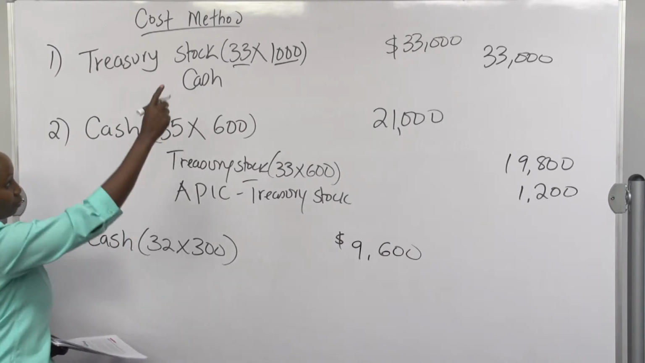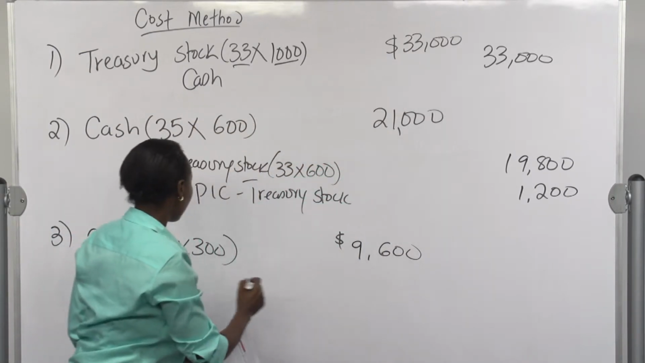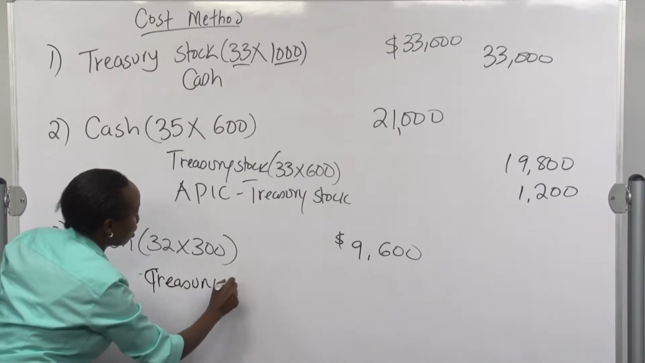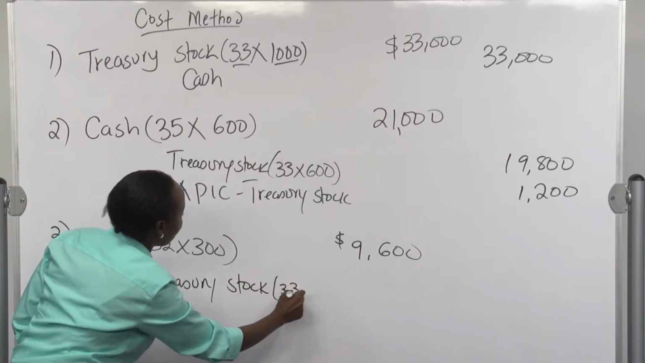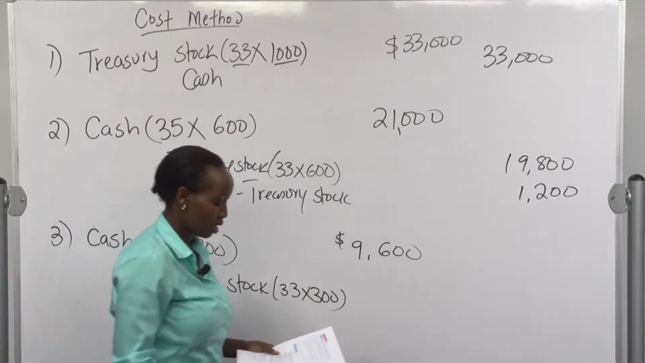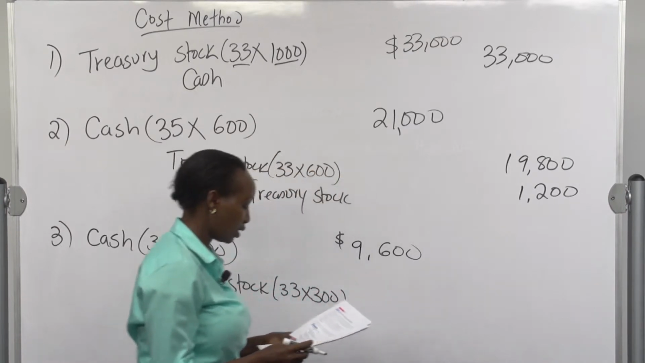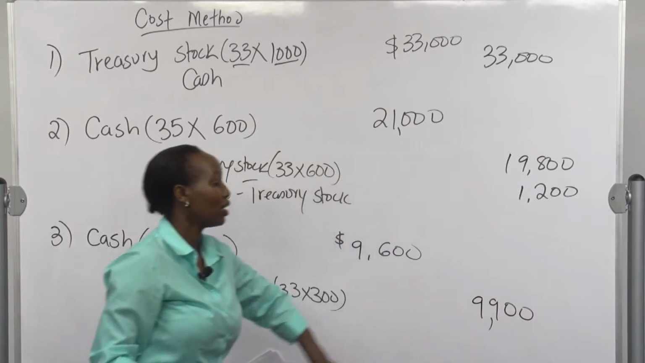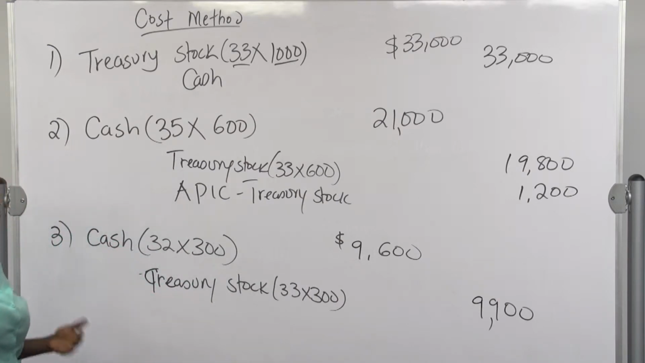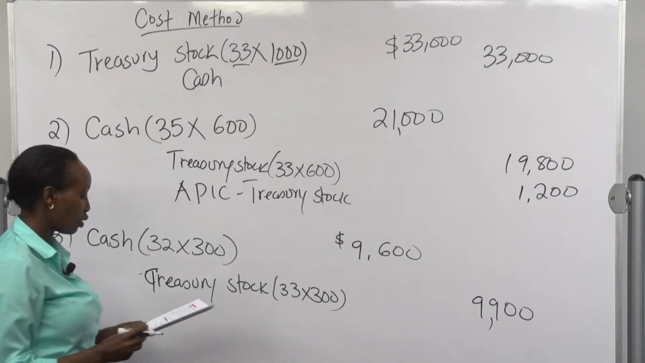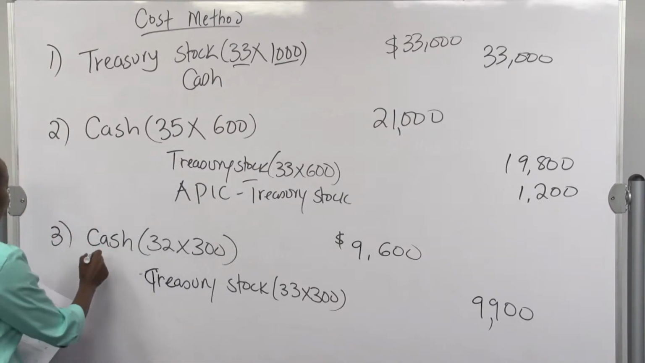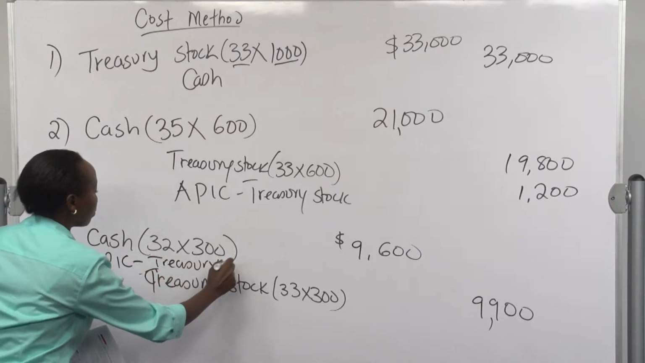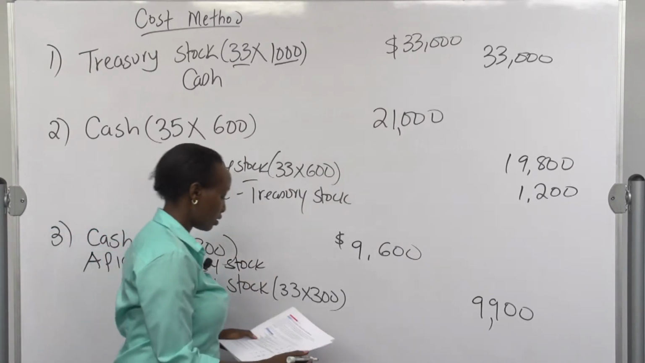Then we remove it from our treasury stock bucket here. So a credit to treasury stock for 33 multiplied by 300, which is 9,900. Since we are getting less money than what we bought it originally for, we have a debit to additional paid-in capital treasury stock for the difference. So the difference of $300.